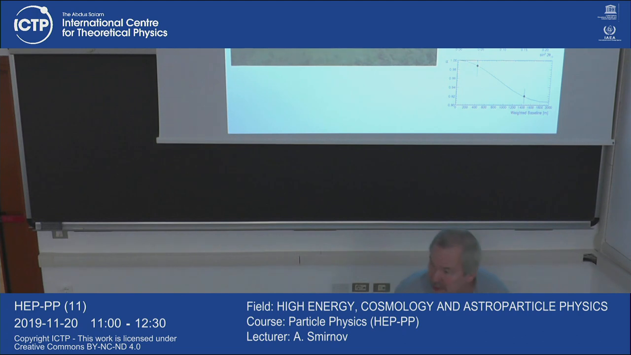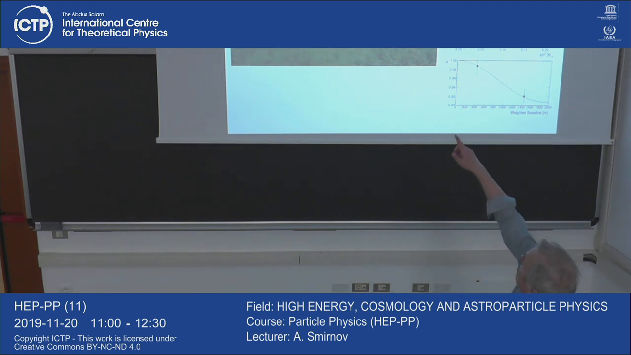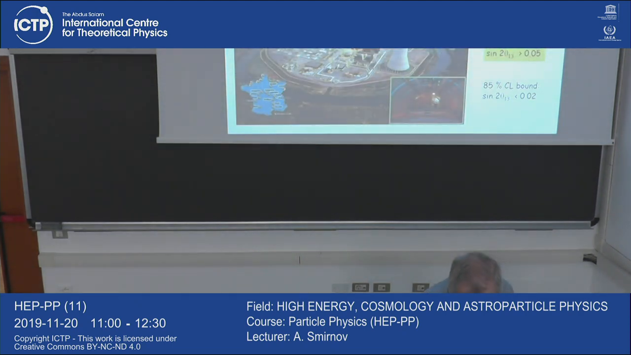RENO, a similar kind of setup, but this is in Korea. Again, you see here six atomic reactors, and there is a far detector and near detectors. Again, comparison gives you the oscillation effect. This is the Double Chooz experiment in France. Actually, RENO and Daya Bay still continue to work. This experiment doesn't work anymore. And you see here again a detector at a distance of something like 1 kilometer. There's also a near detector, and here are the atomic reactors.